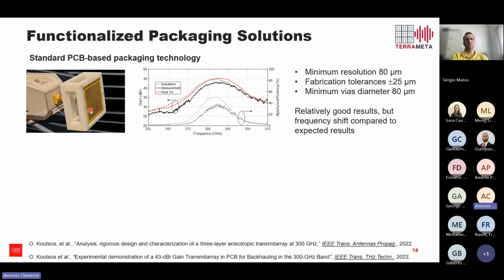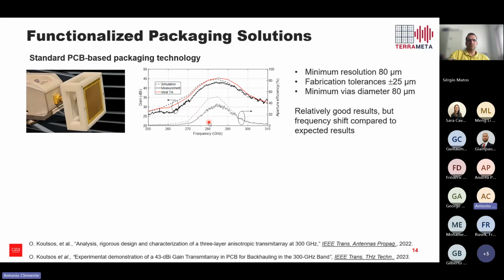So firstly, we started by studying the possibility to use standard printed circuit board technology to develop metasurfaces up to 300 GHz. This is a demonstrator we did two or three years ago, where we demonstrate a very large transmitarray operating in the 300 GHz band and with a very high gain. So we demonstrate for the first time the possibility to use this kind of PCB technology to achieve very high gain at sub-terahertz frequency.